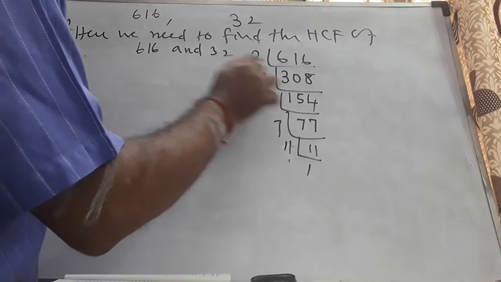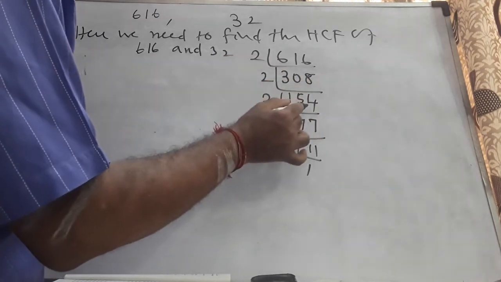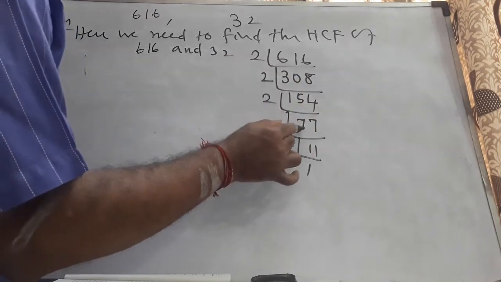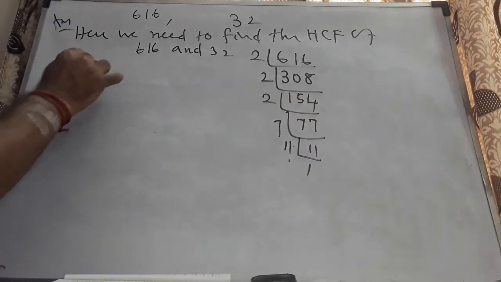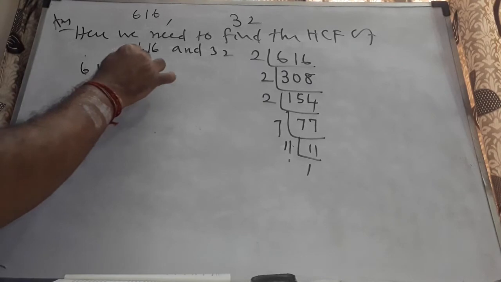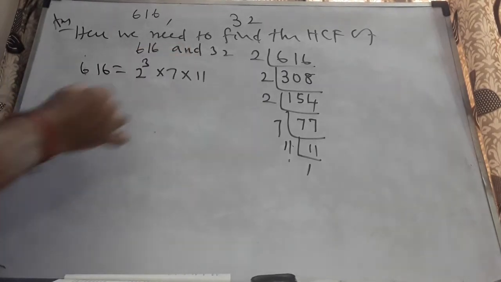3 2s are 6. 8 2s are 16. 15 2s are 30. 4 2s are 8. 7 2s are 14, remainder 1. 7 2s are 14. Therefore, 616 is nothing but 2 cube into 7 into 11.